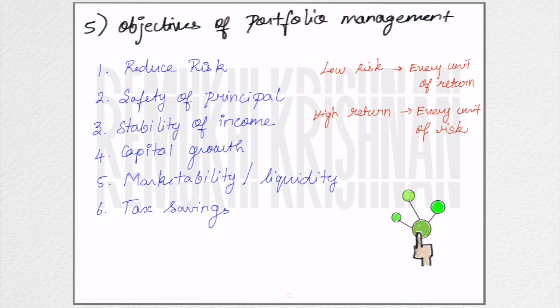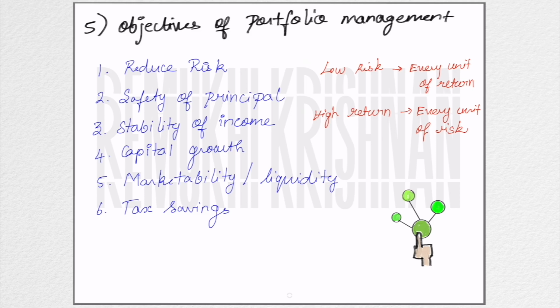Then marketability or liquidity. Marketability or liquidity talks about, I'm just investing in stocks, so how easily the stocks can be released, how easily I can sell them. No, the portfolio should also consist of some amount of cash or cash equivalents which will fulfill certain needs of the investor. And finally, tax savings. Tax saving aspects should also be taken care of under the objectives of portfolio management.